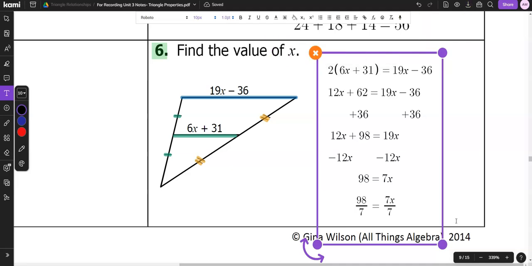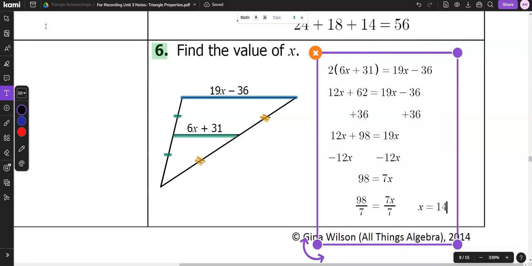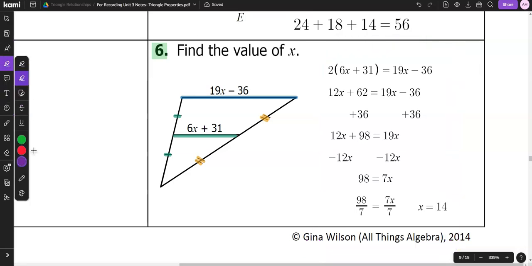And when I divide 98 by 7, I get 14. So my final answer is x equals 14. And I'm just going to go ahead and highlight that. And because of that slight mistake, go ahead and pause here and make sure you get this copied down.